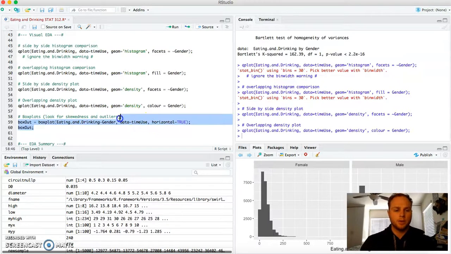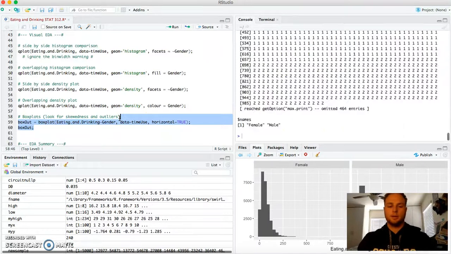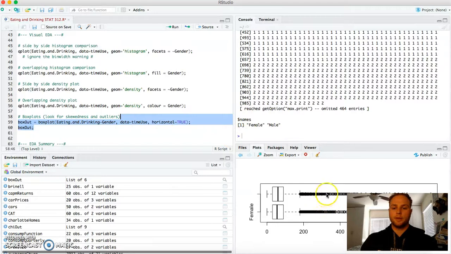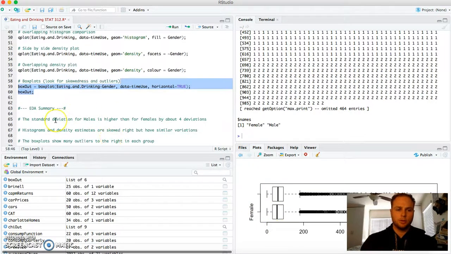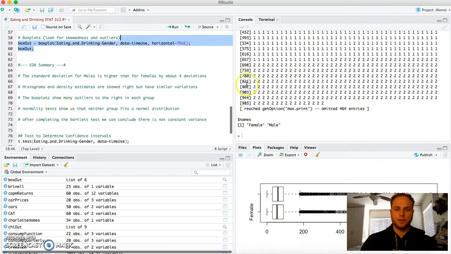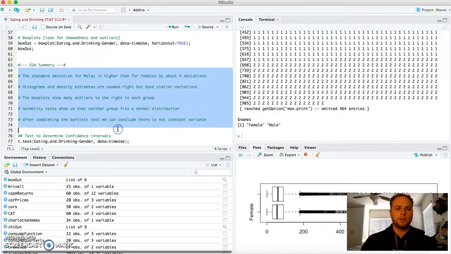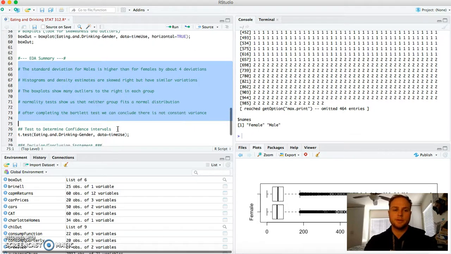You can also run a box plot and see where the outliers are. You can see there's a lot of outliers on the right on both sides and kind of how skewed it is. They're both skewed right, but the mean for female seems a little bit more to the left, a little bit less than the male. You can also get a lot of data in the boxout function. So looking at the summary of all this, we can see the standard deviation for males is higher than for females by about 4 deviations.